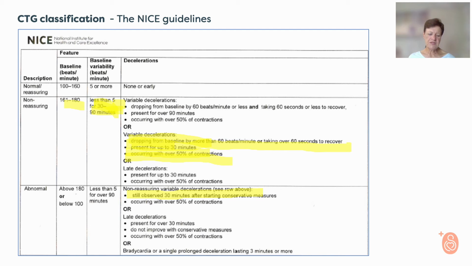But then we also see that these decelerations are with more than 50% of the contractions. So if it's variable decelerations, it would definitely fall in here. If it's late decelerations, it would also fall in here because it's present for up to 30 minutes and it's with more than 50% of the contractions. And then depending on what happens after we have started with intrauterine resuscitation, if this does not improve or recover, we might end up with a pathological trace.